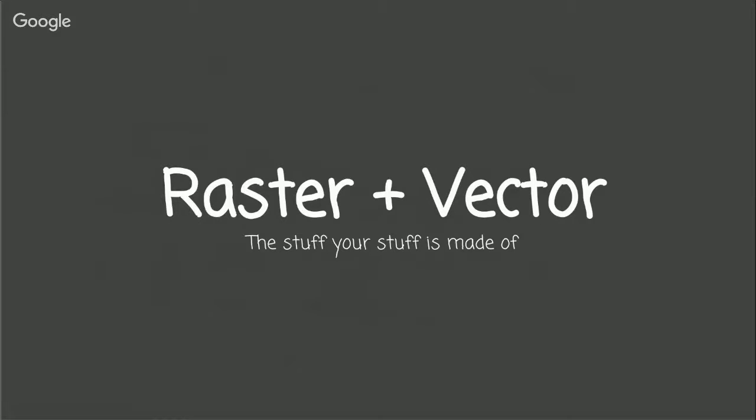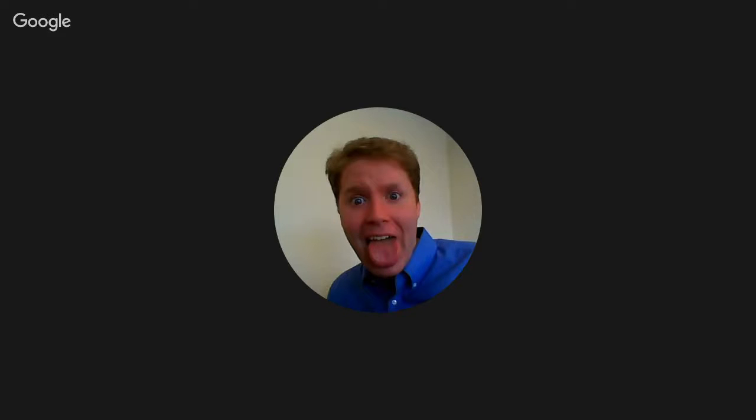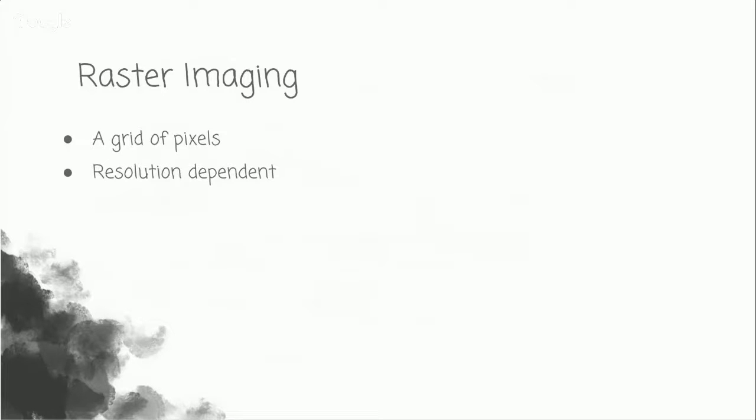Now, raster and vector, this is the stuff that your stuff is actually made out of, but what is it exactly? Now, tell us! Yes, I will tell you. Raster imaging is actually a grid of pixels. These are most of the images you're going to find online. If an image is 1,000 by 1,000 pixels, it will always be 1,000 by 1,000 pixels until you resize it.